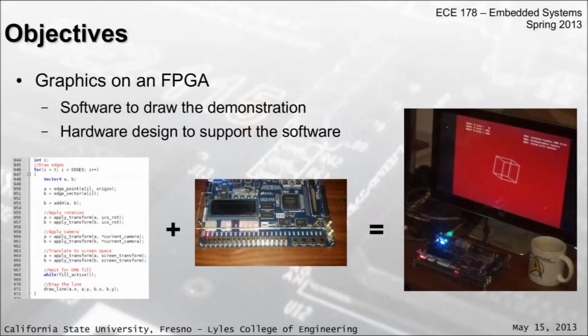So objectives, simply put, graphics on an FPGA or field programmable gate array. Basically, this consists of two halves. There's software to draw the demonstration and then a hardware design to support that software. A lot of the particulars of the software, particularly with 3D rendering, are coming in from Computer Science 172, computer graphics. I'm not going to go into that part in excessive detail here. This presentation is mainly focusing on the hardware aspects of the course.